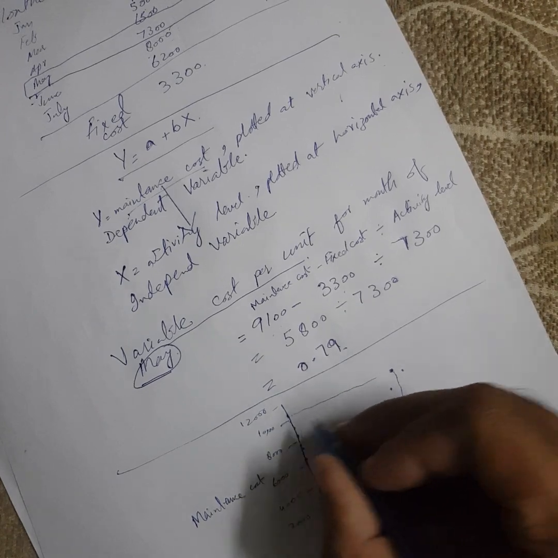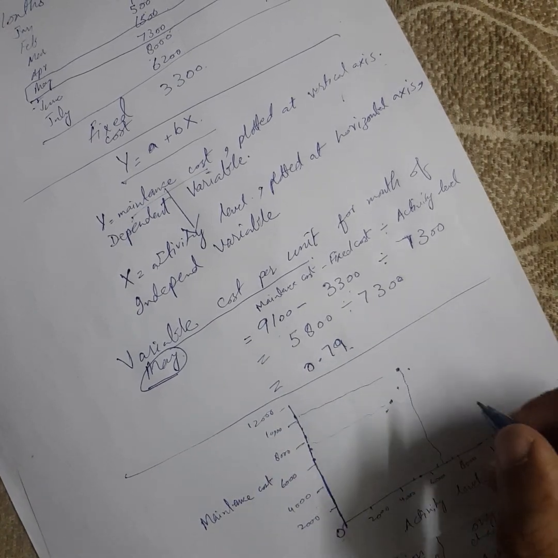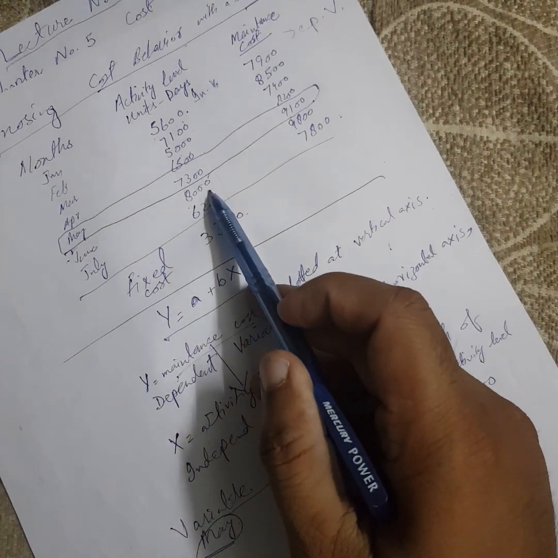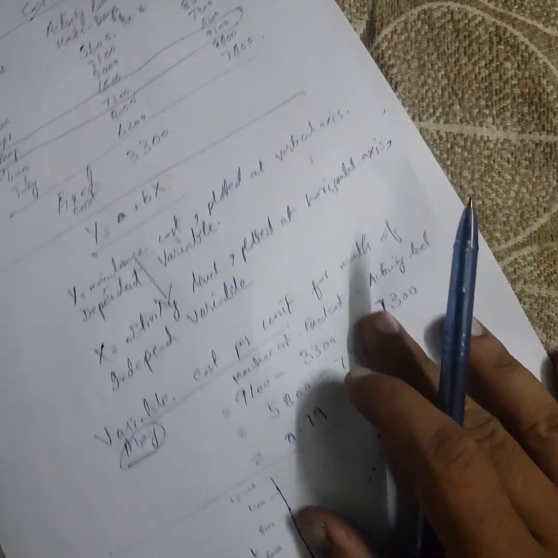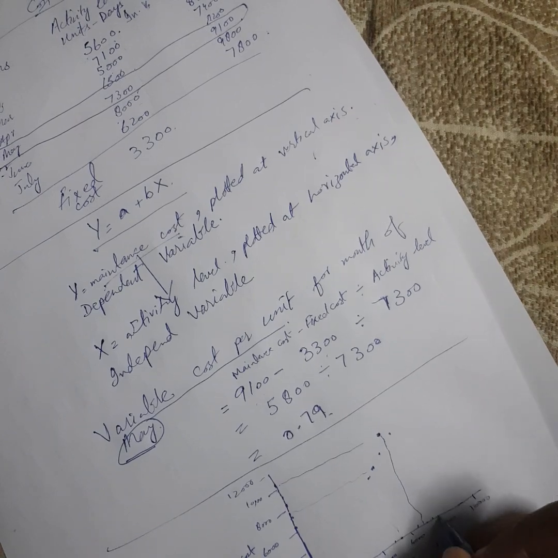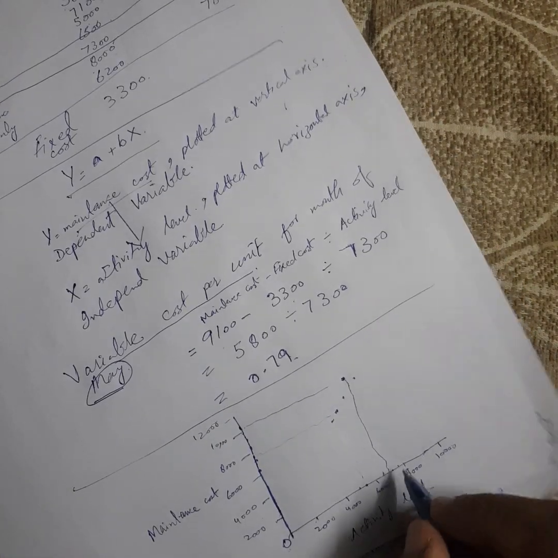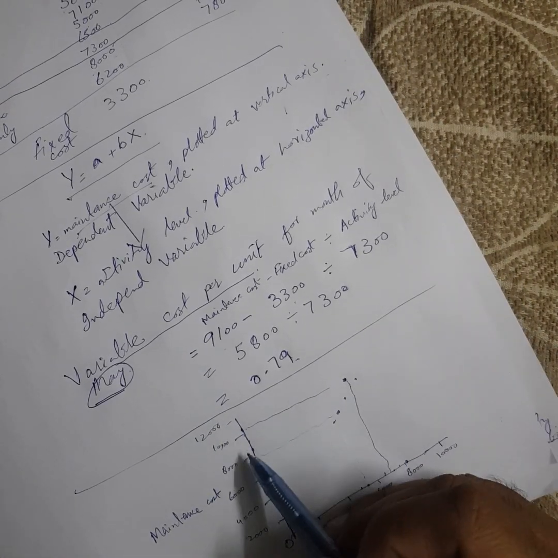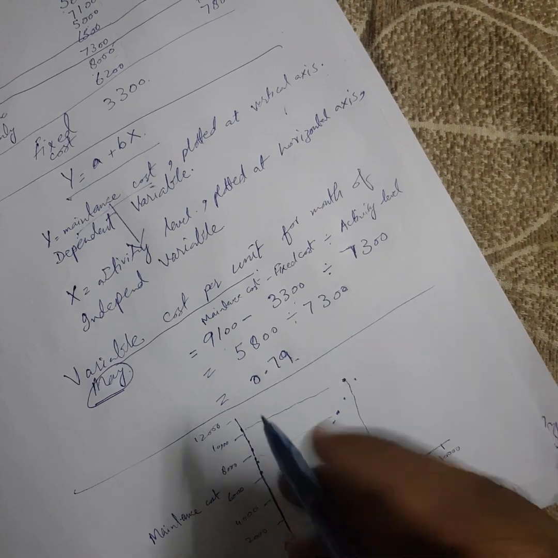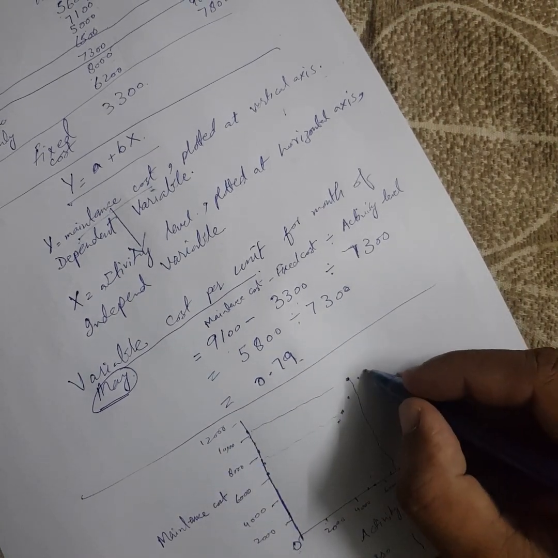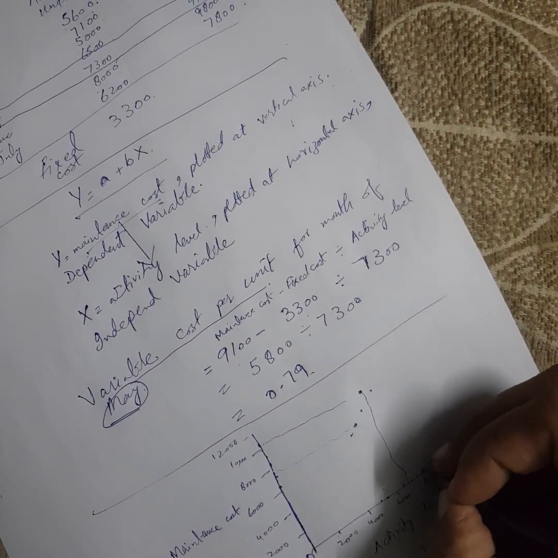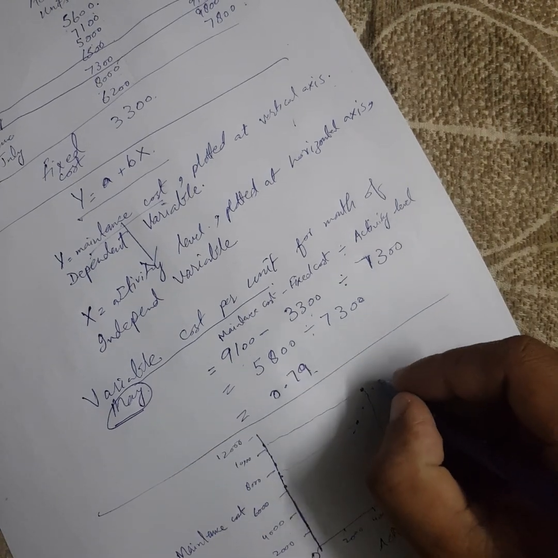7300, 9100. Then comes activity level 8000 and our maintenance cost is 9800. So at 8000 I will place a dot and at 9800 I will place a dot here. So the range will become here.